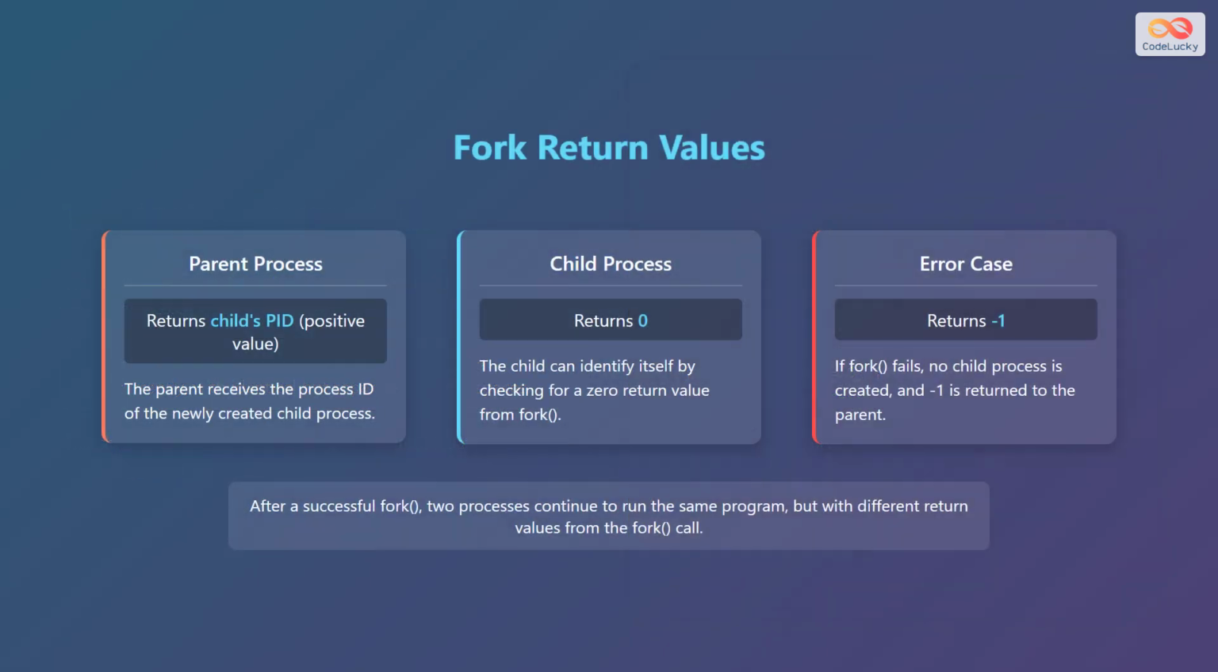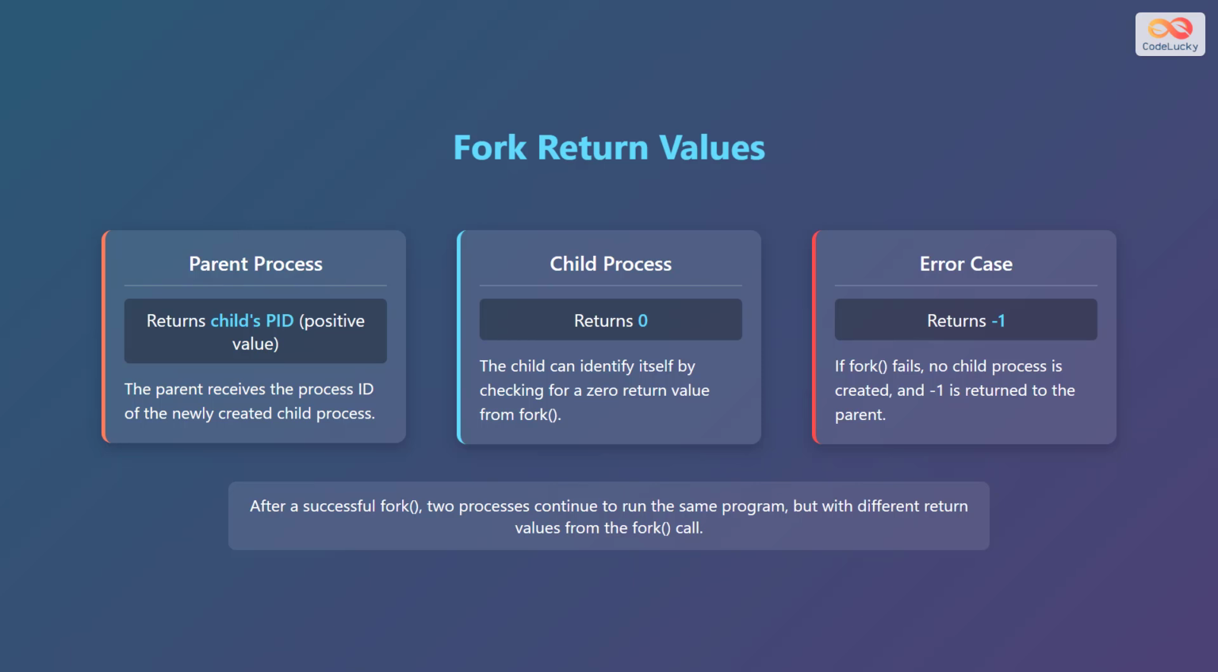Now let us discuss return values of the fork function. The fork function returns different values based on whether it is running in the parent process, the child process, or if an error occurred. In the parent process, fork returns the process ID, or PID, of the newly created child process. The PID is a positive integer that uniquely identifies the child process within the operating system. In the child process, fork returns 0.